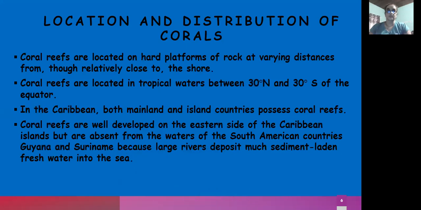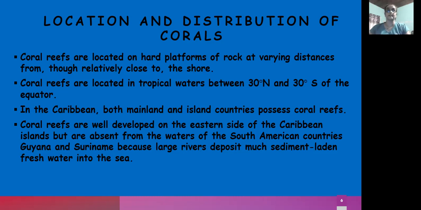Location and distribution of corals. Coral reefs are located on hard platforms of rock, relatively close to the shore. And it's very important for you to remember that, because if you remember that they're located relatively close to the shore, when you think about impact, you would think, well, if these reefs are not far from the shore and you have hotels and you have tourists, then maybe it will have an impact on them.